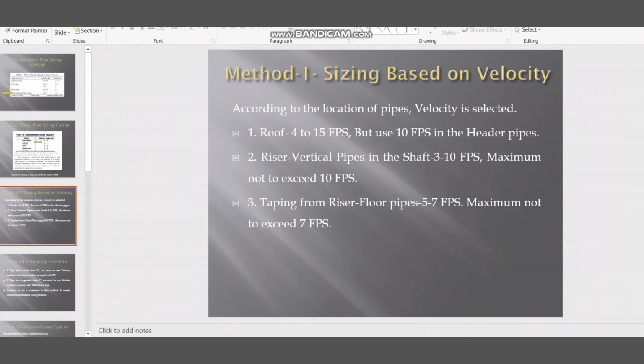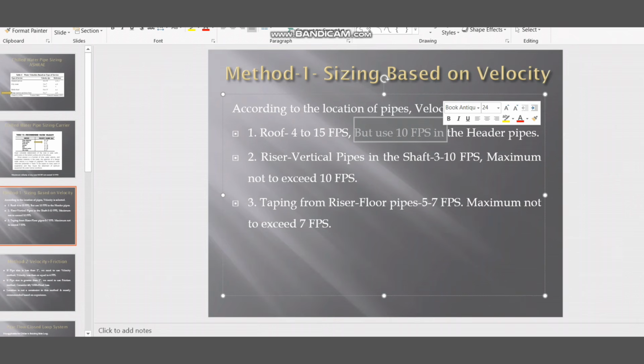In the velocity method, the pipe is sized based on its location. For example, if the pipe is located in the roof or the header area near the pumps, the maximum velocity must not exceed 4 to 15 feet per second, and normally we use 10 feet per second. We don't need to go to the maximum limit of 15, so it's safe to use 10 feet per second.